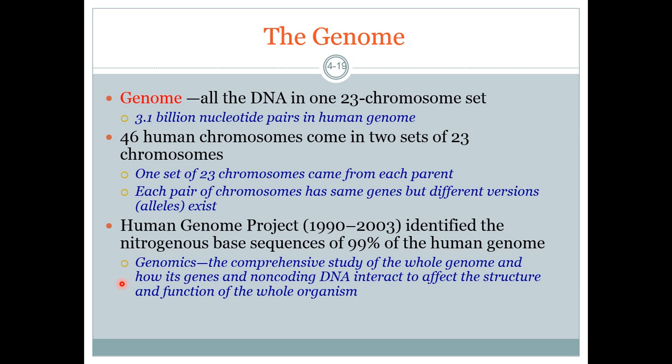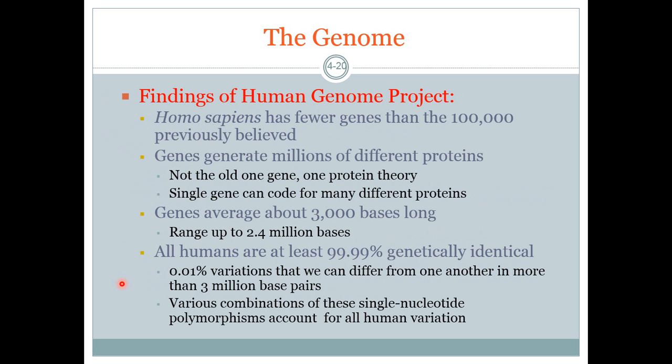Now, revelations from the Human Genome Project included 6 major findings. What are those findings? Humans have fewer genes than the 100,000 previously thought. These genes generate millions of different proteins. A single gene can code for many proteins through alternative splicing of the mRNA. Third, genes average about 3,000 bases long, but range up to 2.4 million bases.